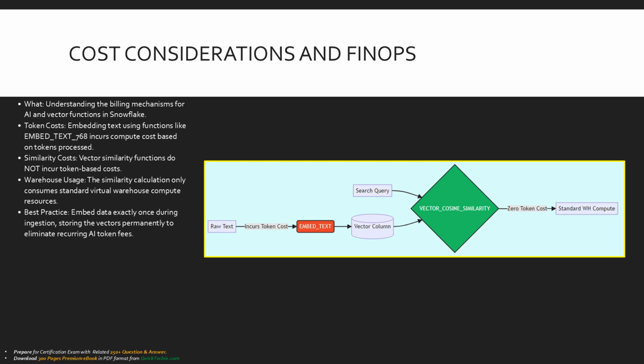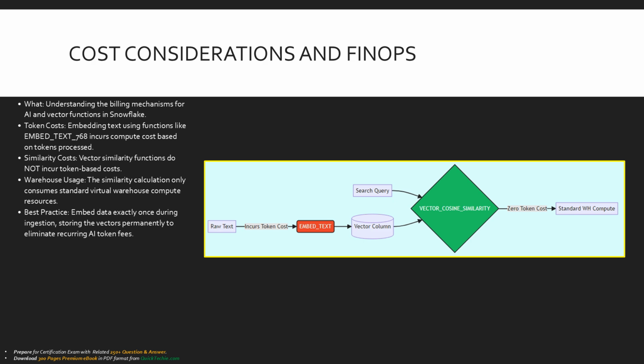The similarity math simply consumes standard virtual warehouse compute, just like a standard SQL join or aggregation. Therefore, the absolute best practice is to compute your embeddings exactly once at ingestion. By storing the vectors permanently, your application can execute millions of real-time similarity searches using only predictable, standard warehouse compute, protecting your AI budgets. This diagram breaks down the cost separation.